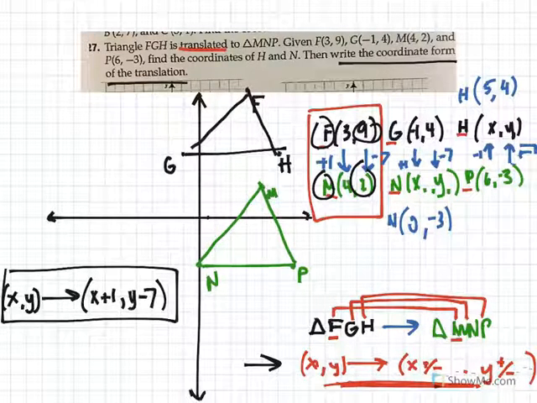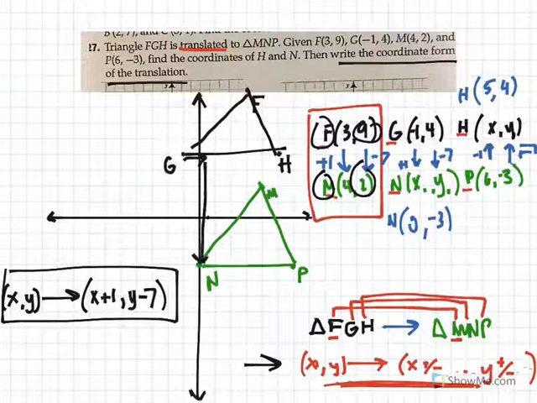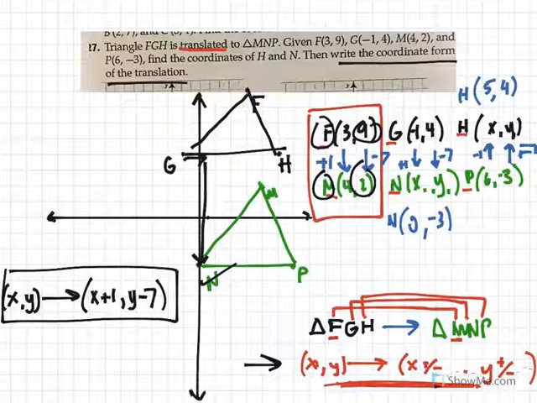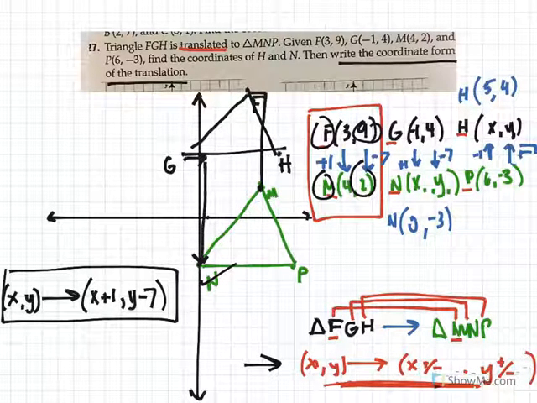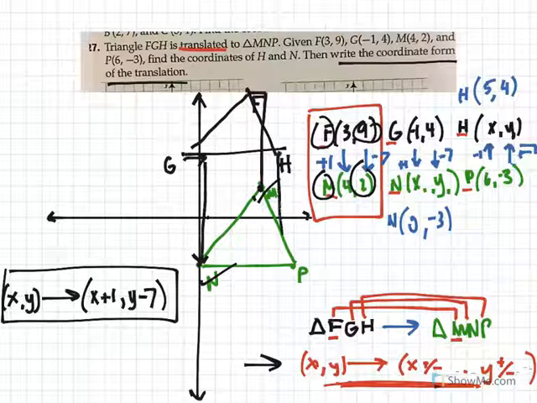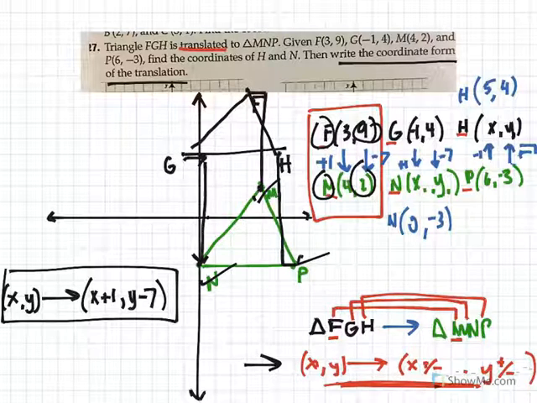Let's just double check on the figure. Does this make sense? We move right 1 and then 7 down. And yes, that'll bring us to N. Good. If we start at F, we move right 1, and 7 down, we'll get to M. That's good. And then if we start at H, we move 7 down and right 1. That's good.